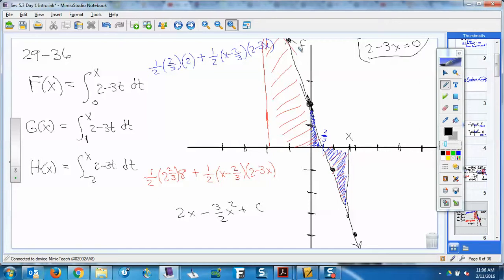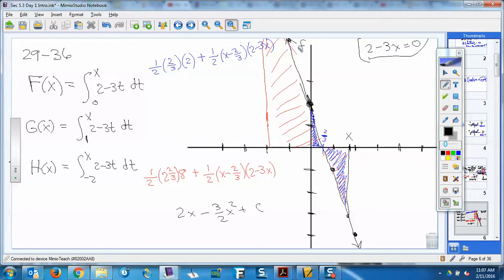Is big F concave up anywhere? Well, big F's concave up when little f is increasing. Is this ever increasing? No, so it's not concave up. Is big G concave up anywhere? Is big H? No, same answers, same answers. So if they ask about big F, big G, big H, it'd be the same answers. Is big F concave down anywhere? Everywhere. When little f is decreasing, big F is concave down.